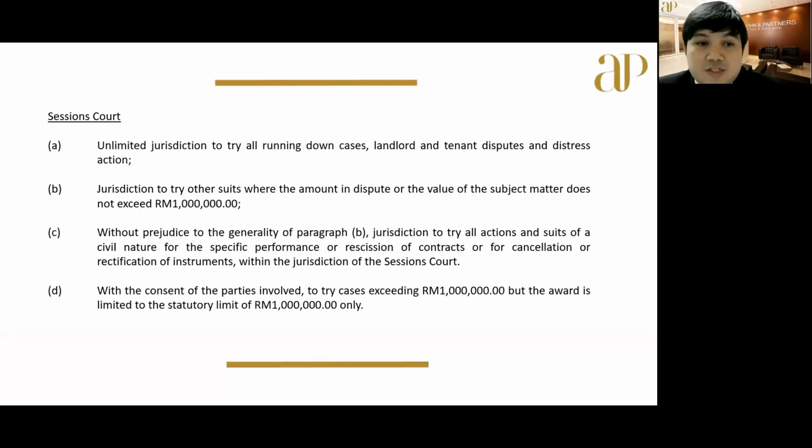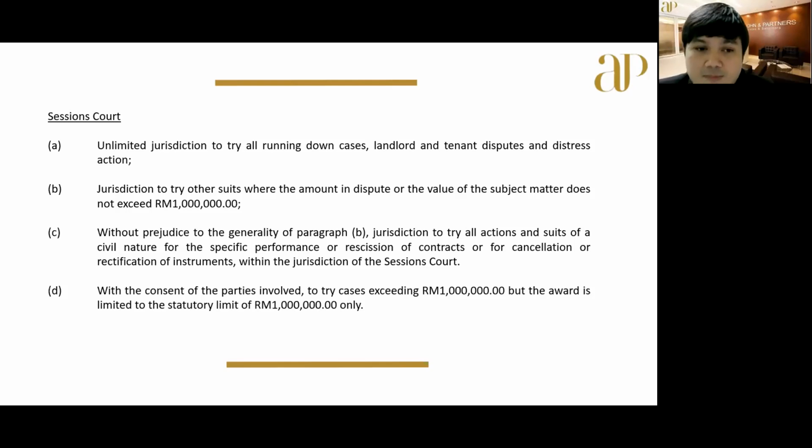The sessions court has unlimited jurisdiction to try running down cases, landlord and tenant disputes, and distress actions. For those who are not so sure, running down cases are basically road accident cases where one party is suing for personal injury. For example, maybe the person has suffered a broken arm, and so you're claiming damages for that. That is running down cases. The sessions court also has jurisdiction to try other suits where the amount of dispute or of the subject matter does not exceed 1 million ringgit.